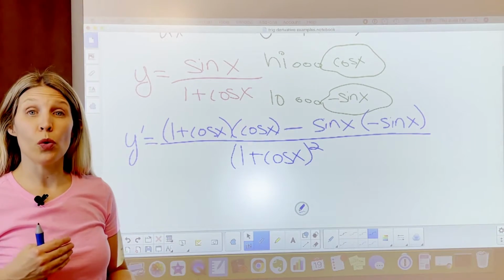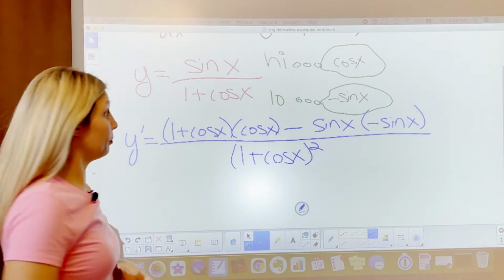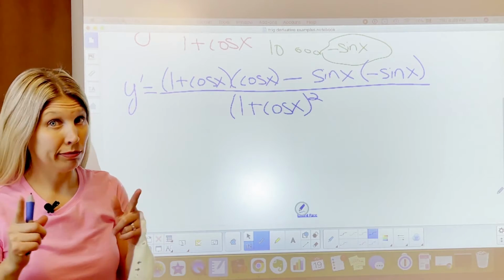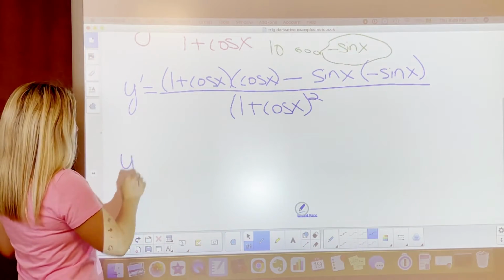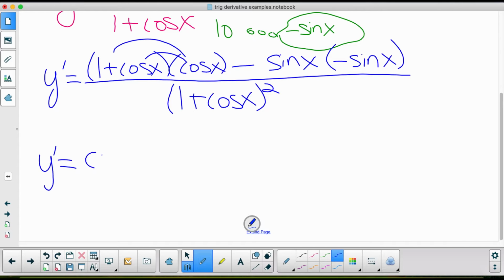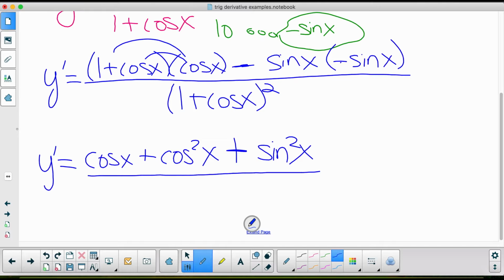All right. Now I'm just going to go through and simplify my numerator. If you didn't know this already about calculus, calculus is a lot of algebra. So my y prime equals, now I'm just going to distribute in my numerator. So we've got cosine x plus cosine squared x minus, oh, I have a minus here, but I have a negative sine x. So this makes this a plus sine squared x, all over 1 plus cosine x, the whole quantity squared.